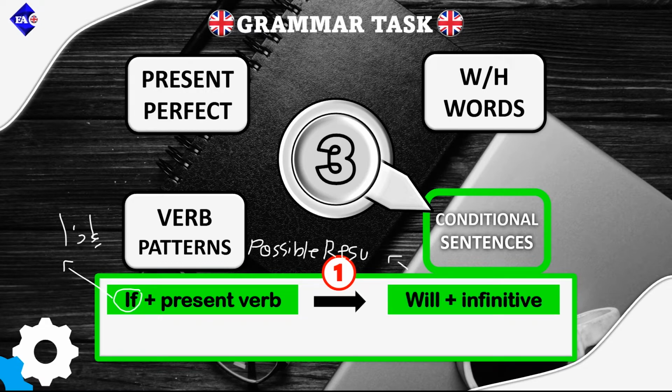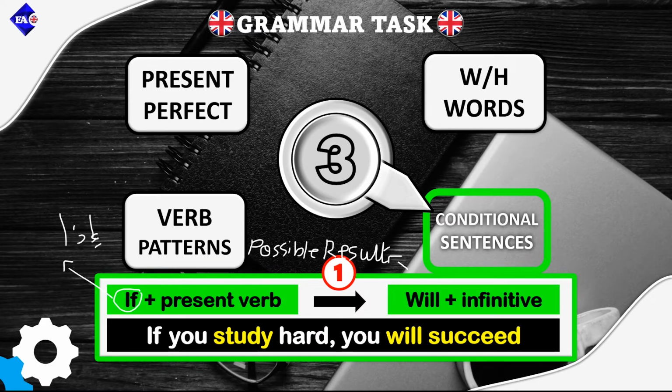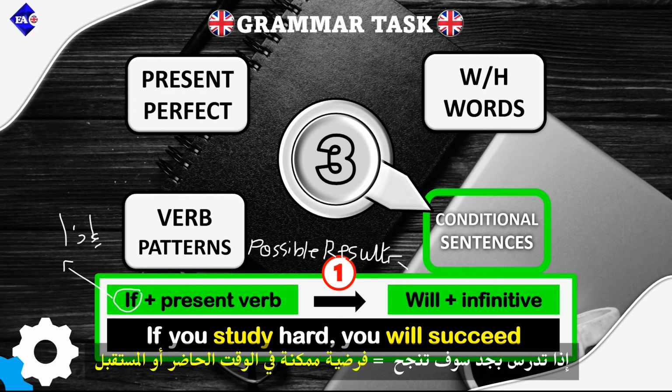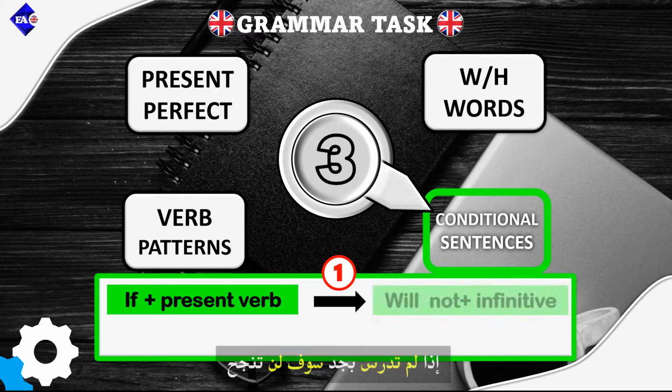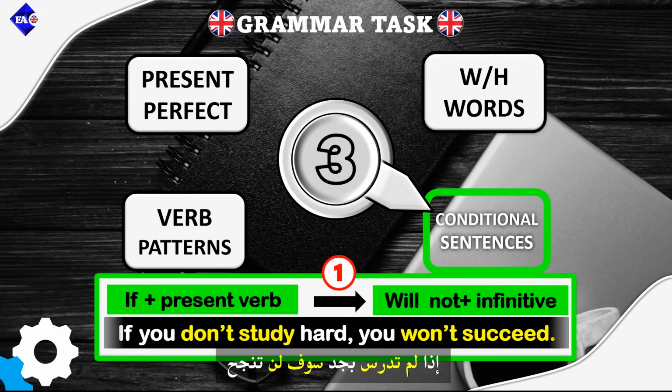Have a look at this example. If you study hard, you will succeed. The sentence simply means success will be possible only if you study hard now. Otherwise, this will not happen, and the sentence in the negative form would be if you don't study hard, you will not, or the short form, won't succeed.